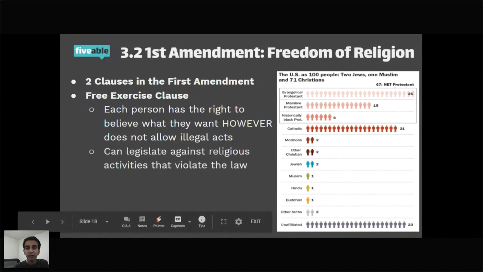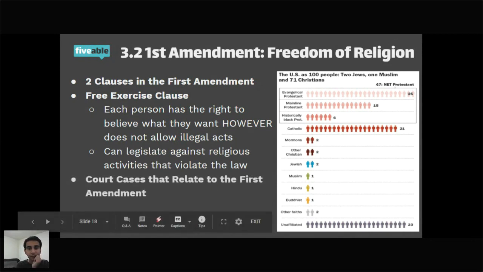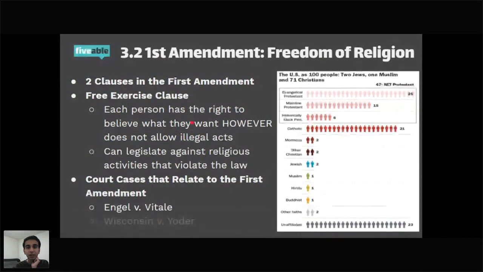Also, like I said, you can be legislated against, or you can be sued, or there can be a court case against you. You can be charged if those religious activities violate any laws that exist. You are a criminal then, basically, if that makes sense. There are some court cases that relate to the First Amendment and religion. The first one is going to be, if it loads, Engel versus Vitale. And then the second one is going to be Wisconsin versus Yoder.